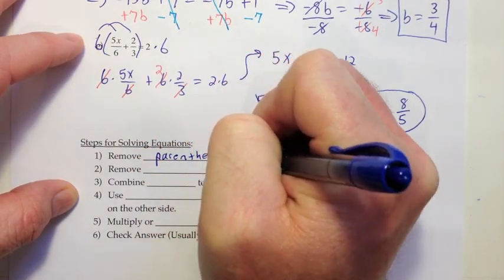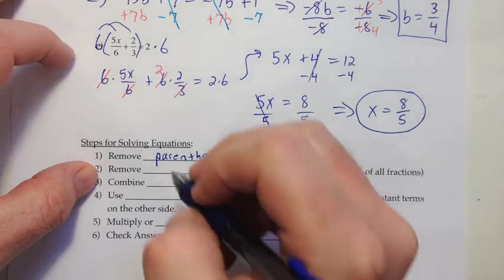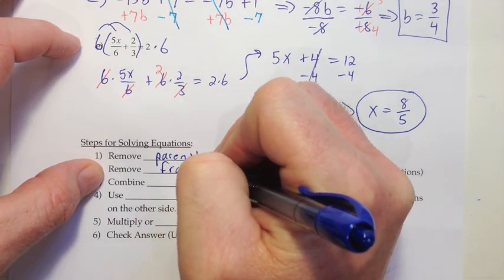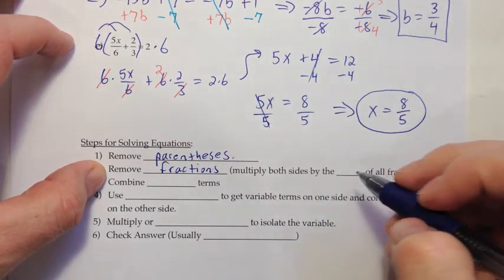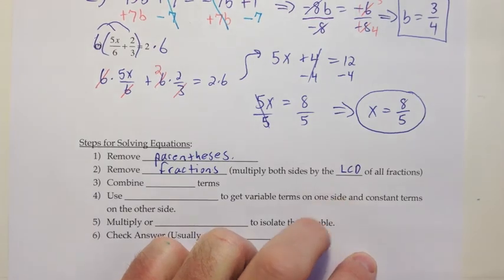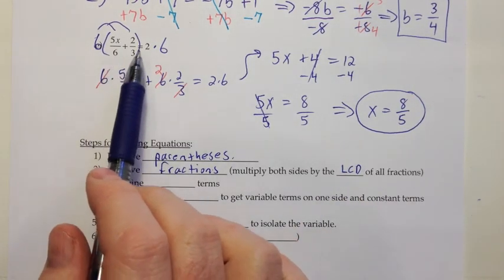And I'm saying parentheses, but if it happens to be brackets, braces, any grouping symbols, you would want to remove those. And then if there's fractions, you want to remove the fractions. And the process there is to multiply both sides by the LCD of all the fractions that are in your equations.